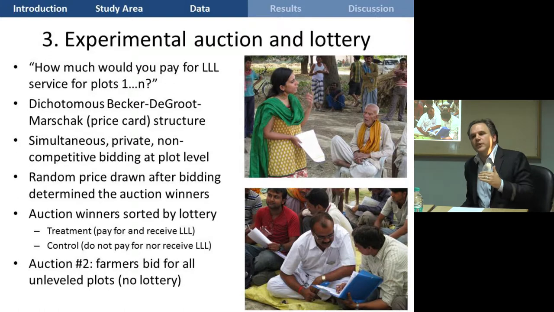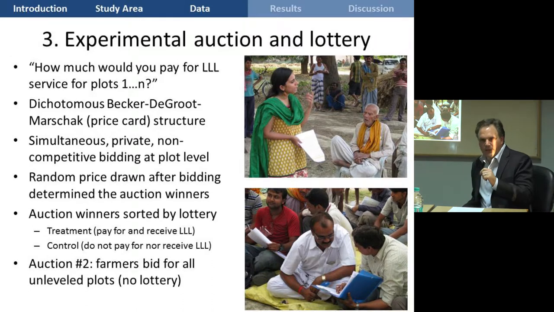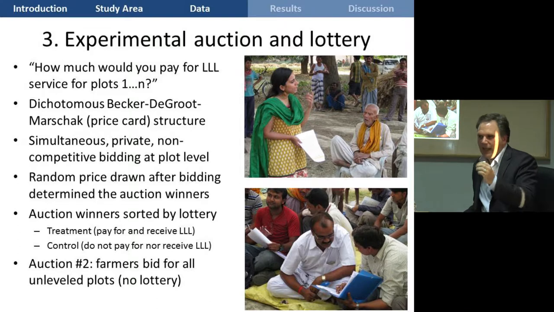Basically, we asked farmers to list out their plots that they were interested in having leveled, and all of their plots, and said, how much would you pay for this service, plot by plot, right? It's done privately between enumerator and farmer, individually and privately. It's done simultaneously, and it's non-competitive. So it's an auction, but you're not competing against your neighbor. We then conducted a random price draw, and we said, this price is random to the farmers. Anybody who bid at or above this price has an opportunity to receive the service. Anybody who bid below this price doesn't have an opportunity to receive the service. So everybody leaves happy, in a sense, from the auction.